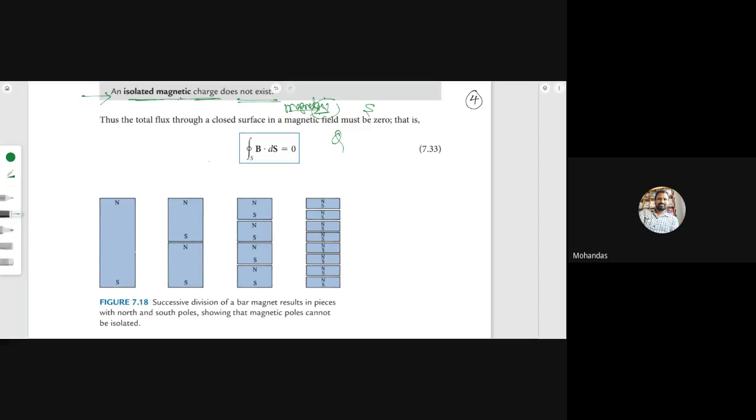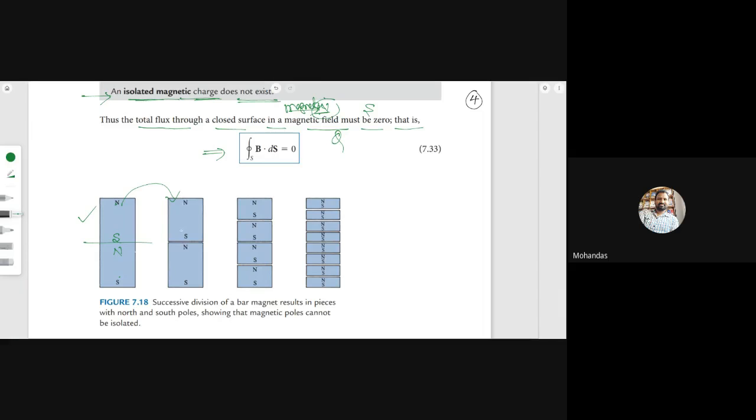So that is the reason why, if you want to write those concepts mathematically, the total flux through a closed surface in a magnetic field must be 0, which is equal to closed surface integral B dot ds equal to 0. Here is the example given: there is north pole and south pole. If you cut this permanent magnet into two pieces, again in this piece north and south poles are formed, and in this piece north and south poles are formed. So this is the diagram.